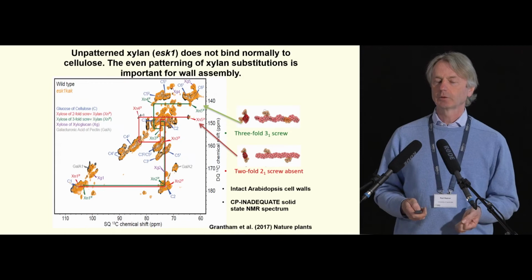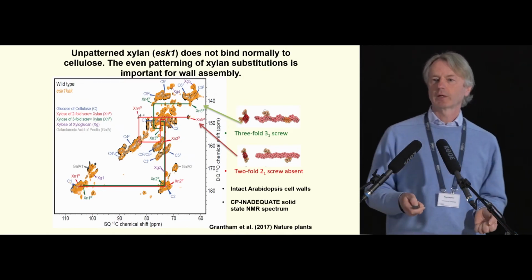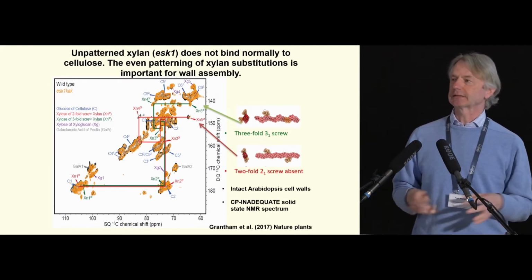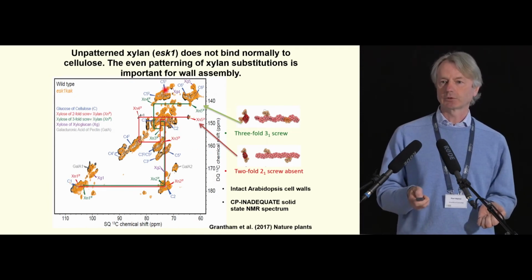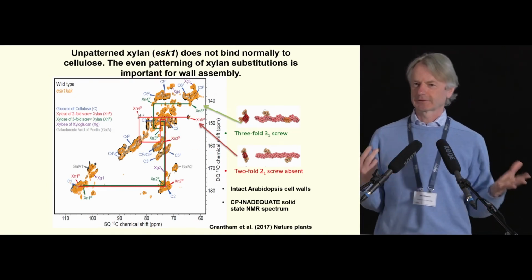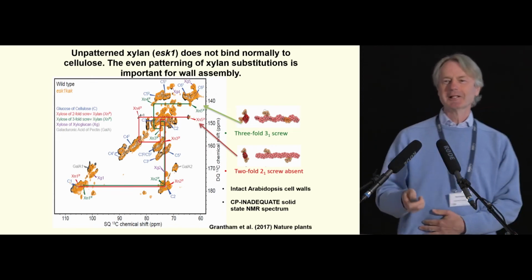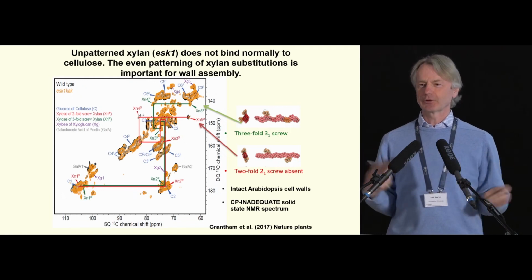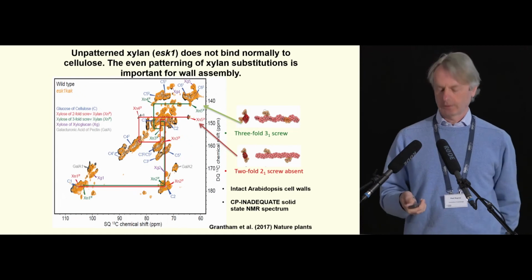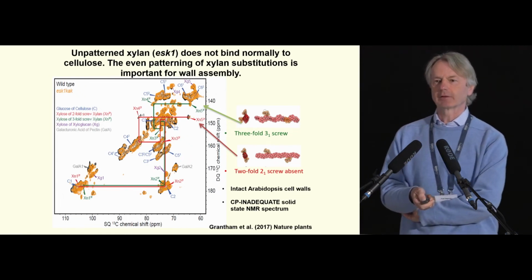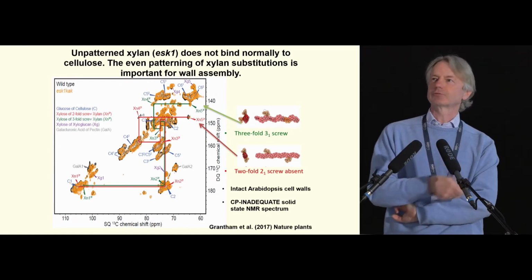Okay, now what about these substitutions and the patterning? So we have a plant where we've reduced the acetylation, and this leads to a more random patterning of the substitutions, and this plant is called Eskimo. It's cold resistant. Ask me about that later if you like. And this plant doesn't grow very well, but we can get it to grow in our growth chambers sufficient for these experiments.